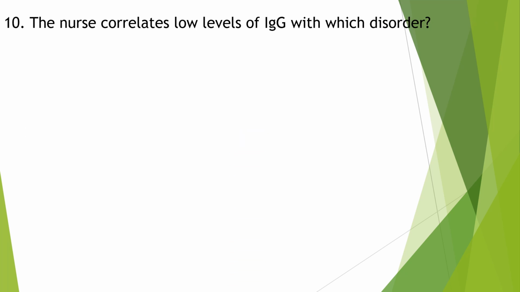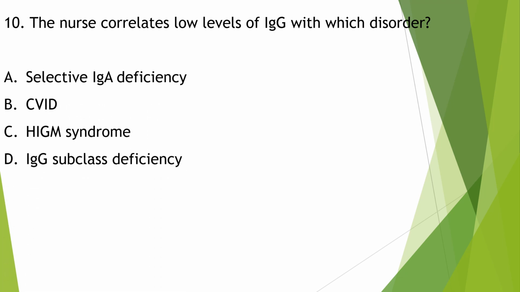The nurse correlates low level of IgG with which disorder? Is it selective IgA deficiency, CVID, HIGM syndrome, or IgG subclass deficiency? So here we will learn a little bit more about each of these. HIGM, that is hyper IgM syndrome.